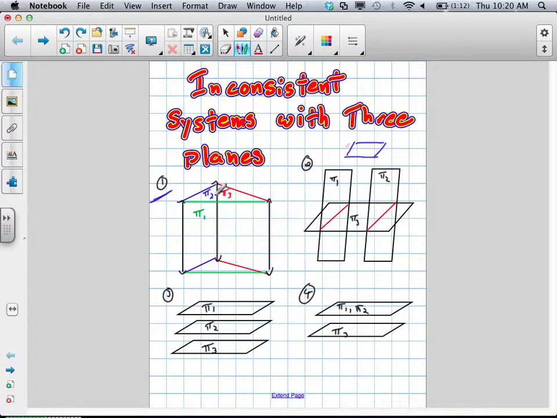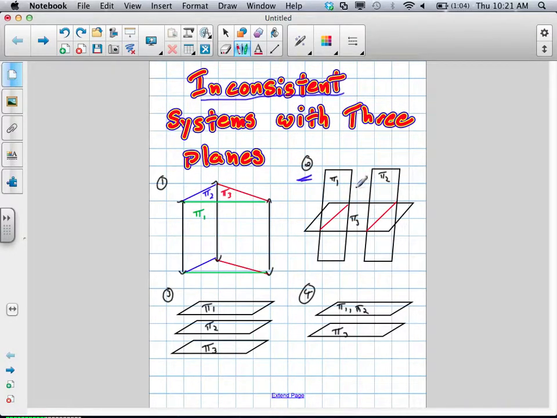Our first one is where all 3 planes, none of them meet at the same spot. So plane 2 and 1 meet at this line here. Plane 2 and 3 meet at this line here. And plane 1 and 3 meet at this line here. All of the lines they meet at are parallel to each other. Okay? But all 3 of them do not meet at the same spot. So this would be considered inconsistent. There isn't one solution to all 3 of these planes meeting.